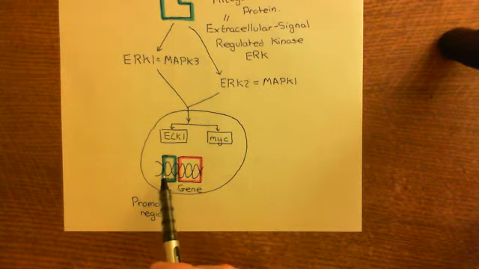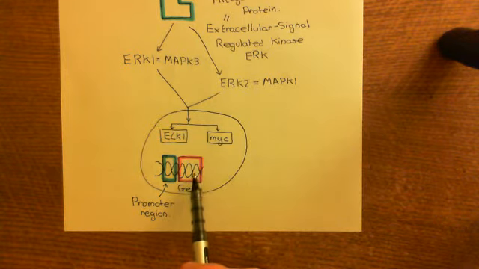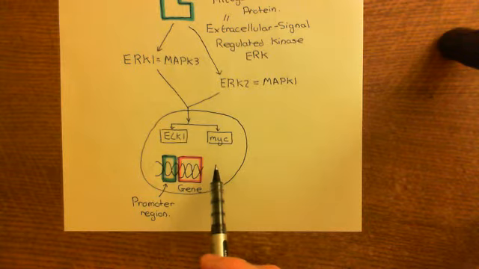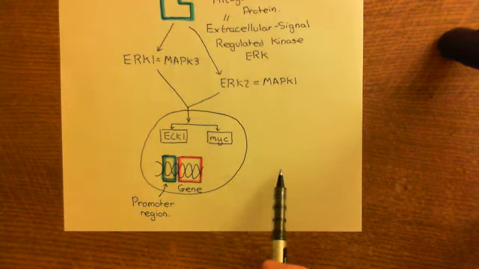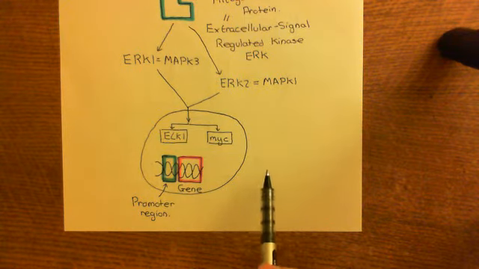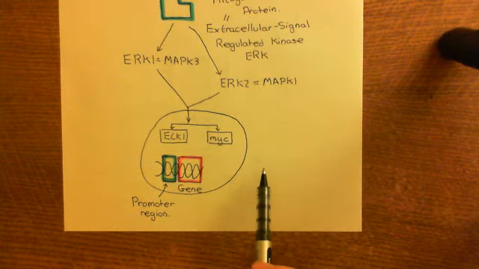So it will bind to the promoter region, then it will work its way along and create the mRNA for the gene. That mRNA will then go out of the nucleus, and it will be translated by a ribosome and made into the protein. So basically, how much mRNA you produce is going to determine how much protein you produce.